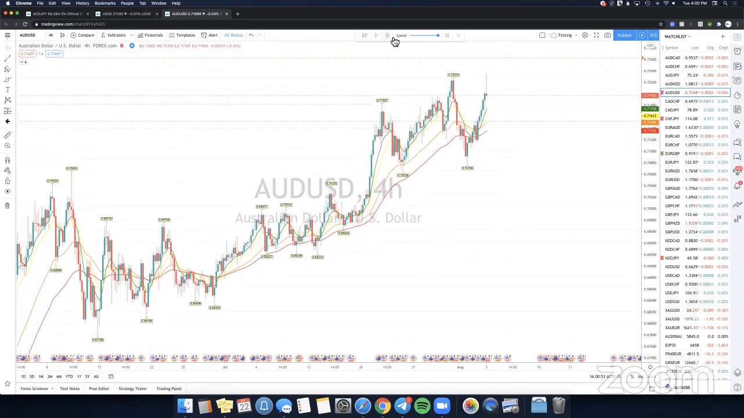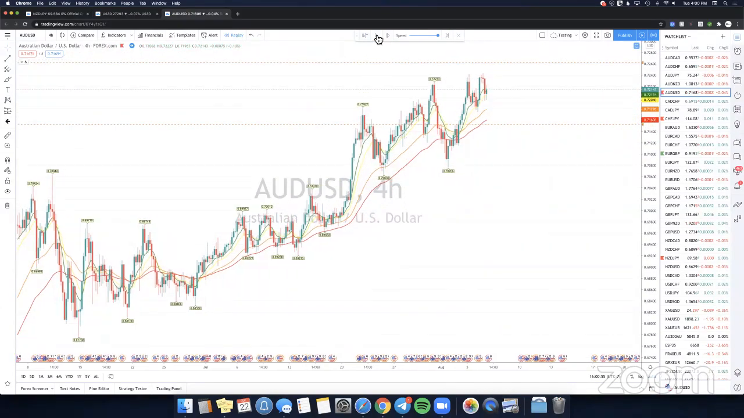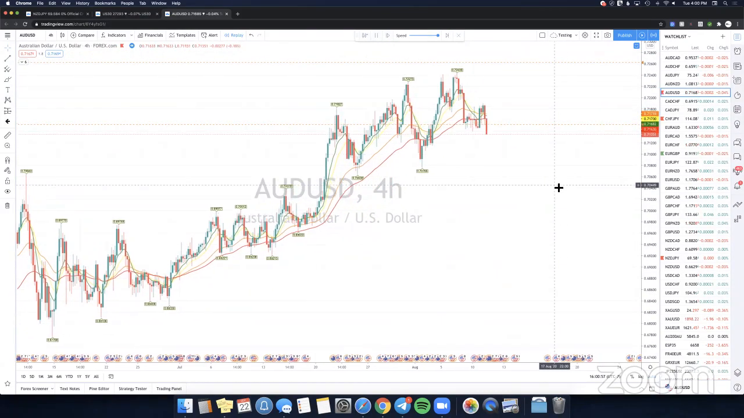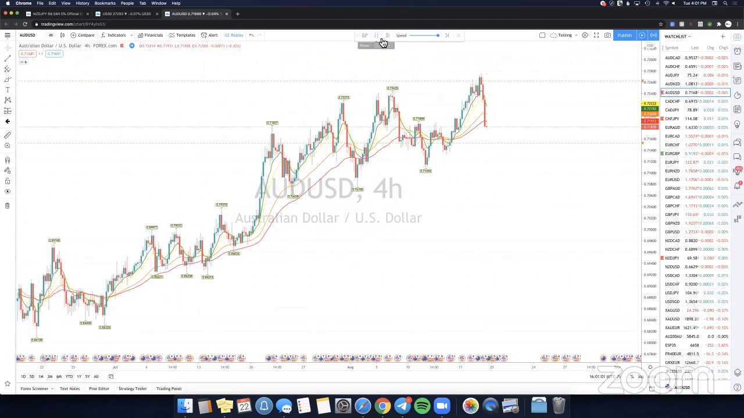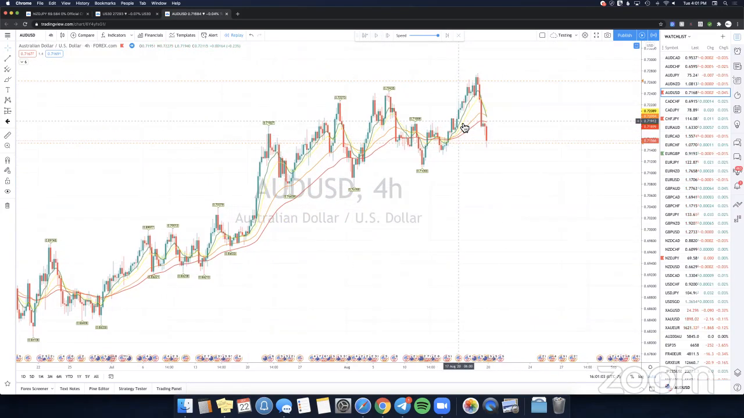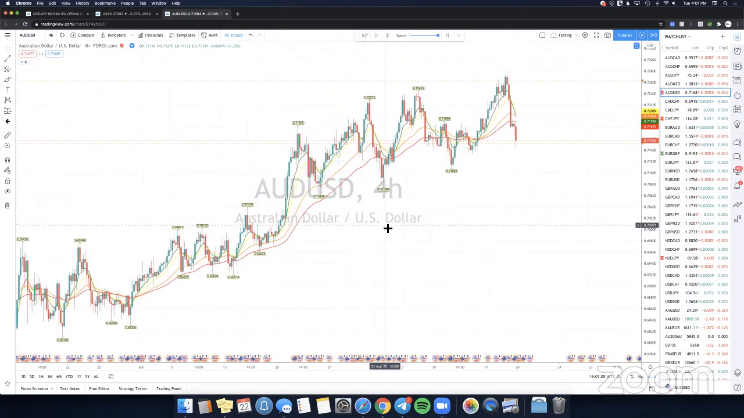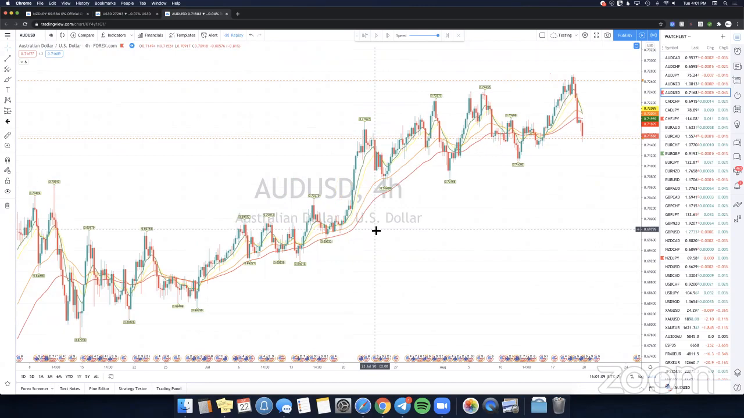But with the pivots, they're dynamic. So as price moves, the pivots move with it. There are two different types of pivots that you can use. They can be used as rejection points. They can also be used to determine where the trend is. So we use it for both. For the most part, we use it to determine the trend for that specific time frame.